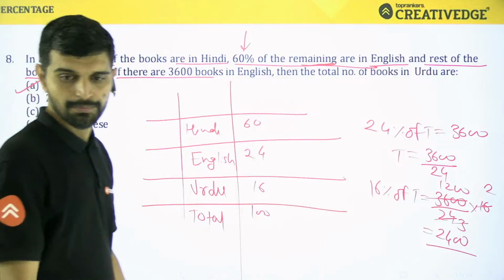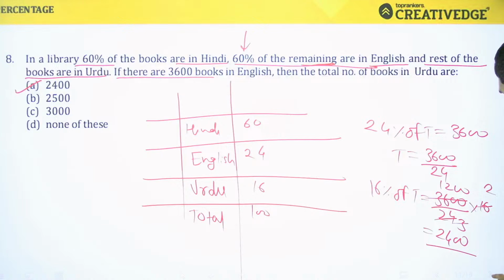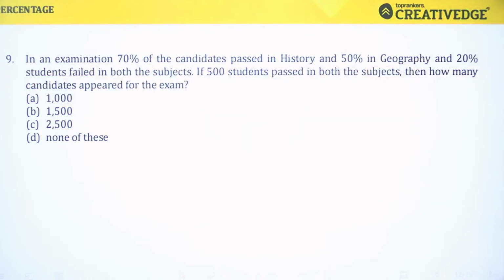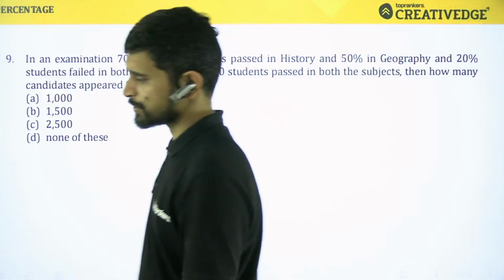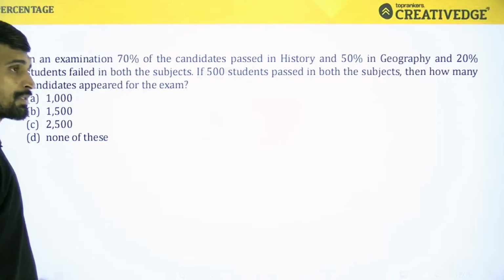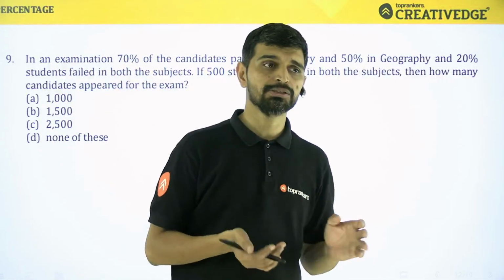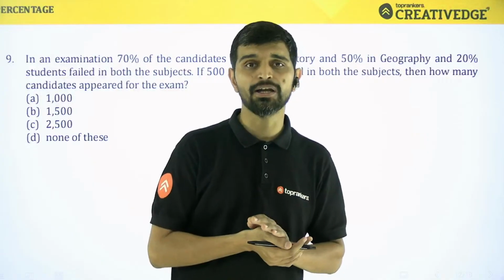All right, everyone. Let's talk about the very next question. It says, in an examination, 70% of the candidates passed in history, 50% in geography, and 20% failed in both. So this is actually a combination of two concepts. This is not only percentage, but this is combination of percentage and Venn diagram.